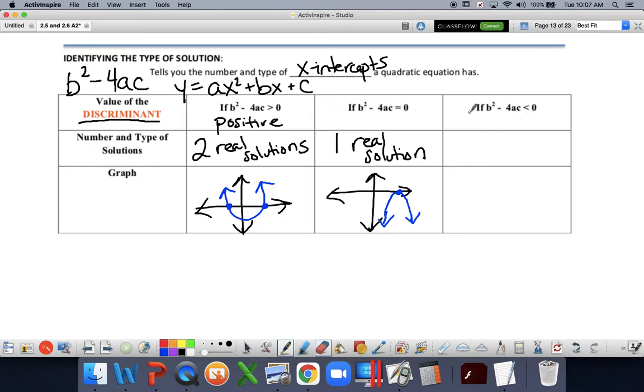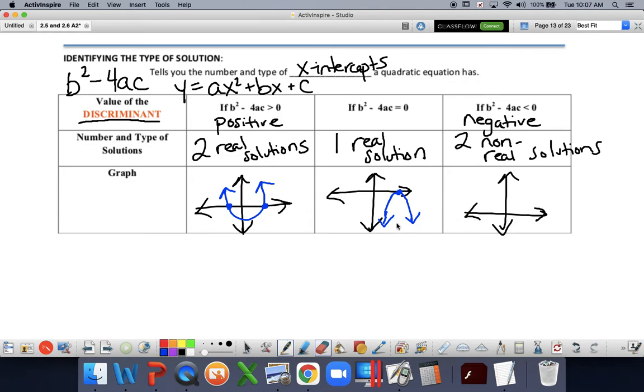And last but not least, if I get out a negative number when I calculate b squared minus 4ac, that means I have 2 non-real solutions. And that means that my parabola never, ever, ever hits the x-axis. My x-intercepts exist in a different plane, the complex plane.